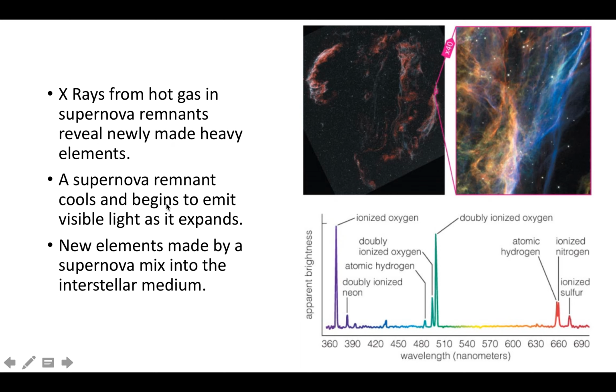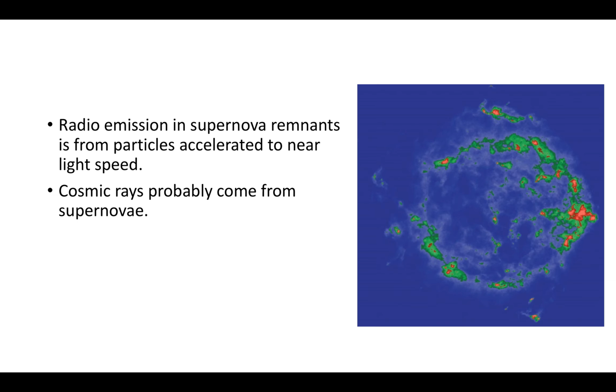Supernova remnant cools, begins to emit visible light as it expands, and then we have new elements made from the supernova that do mix with that interstellar medium and return in elements to be recycled again. Radio waves can be emitted as well from supernova remnants, and a lot of times they travel near the speed of light. A lot of cosmic rays that we receive or record from space are also from supernova.